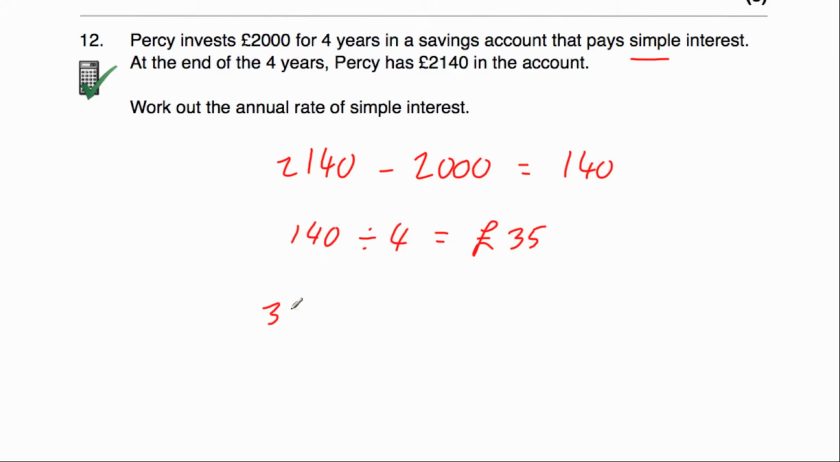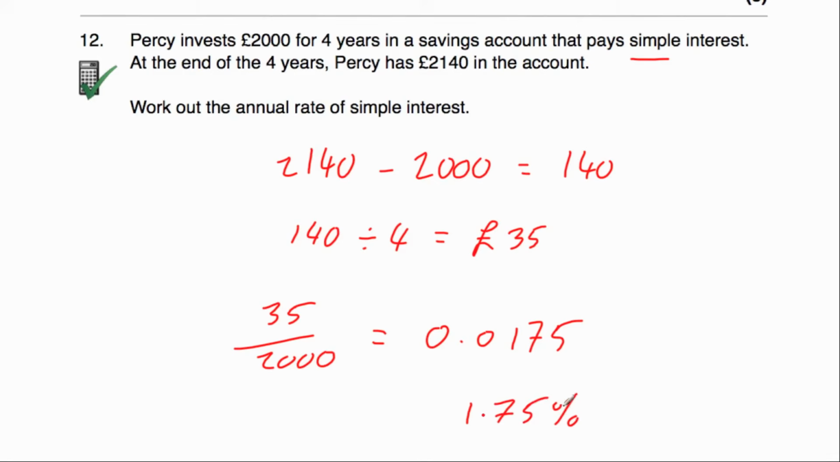So we're going to write 35 out of 2,000, and we're going to want to convert this into a percentage. Now, this is obviously a calculator question, so we can just divide 35 by 2,000, and 35 divided by 2,000 is 0.0175. So that's it expressed as a decimal, but we want a percentage, so let's multiply by 100, and that would tell us that our percentage would be 1.75%. And that's it. So that means that the annual rate of simple interest was 1.75%.